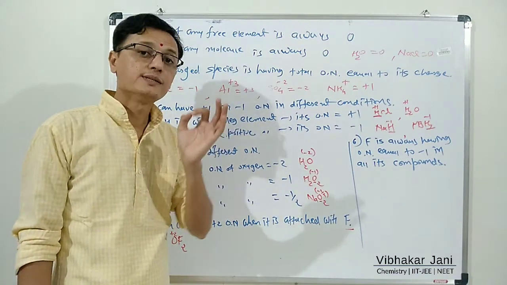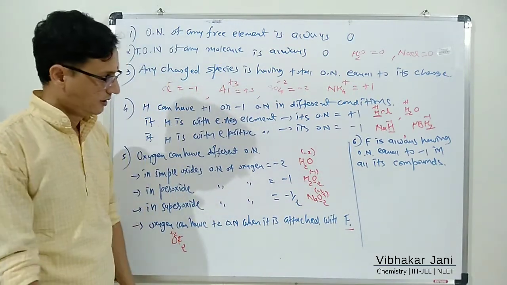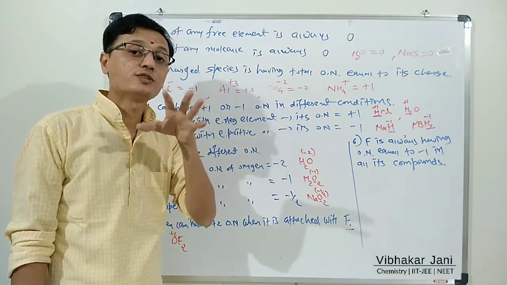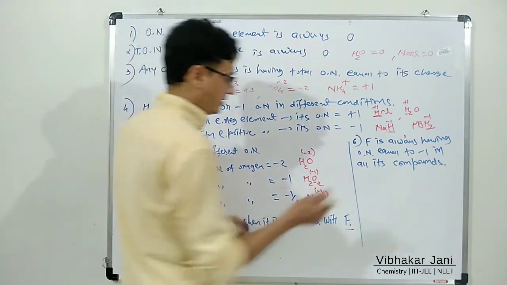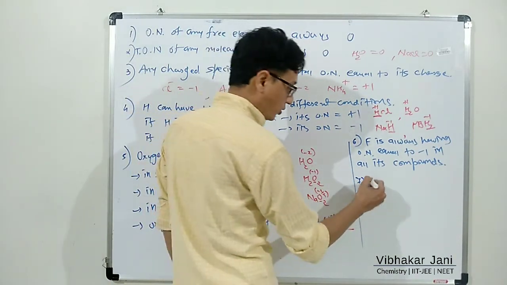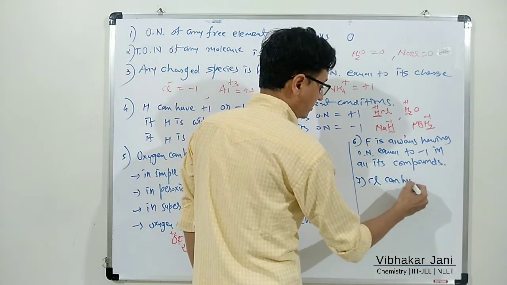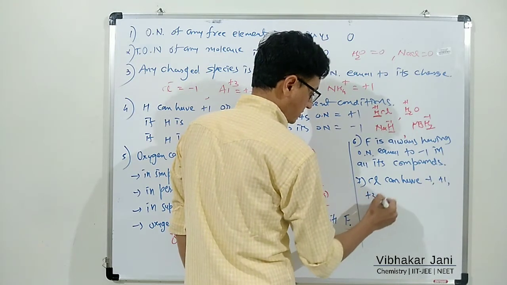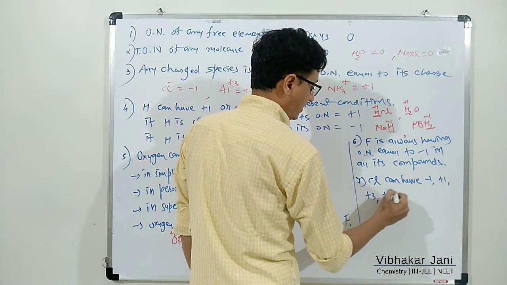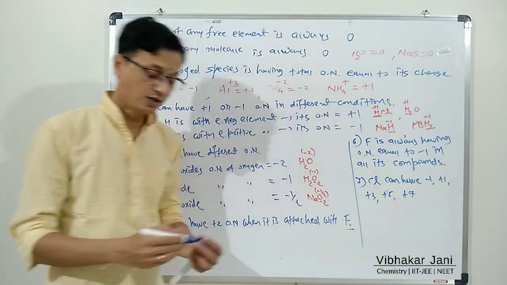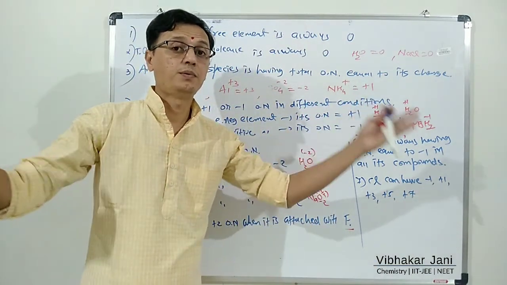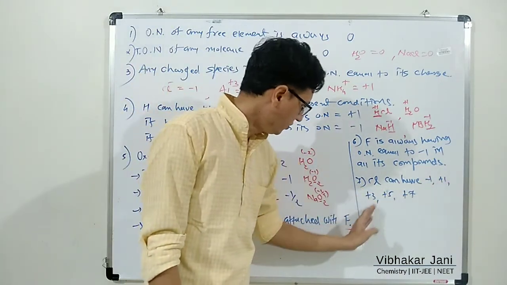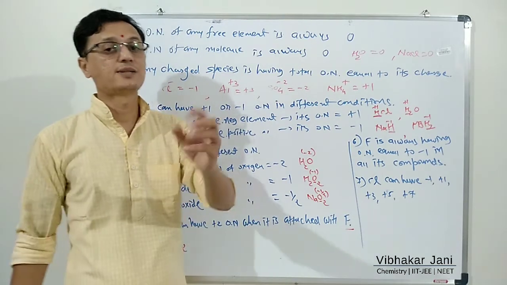Chlorine is always in -1 oxidation state. And the last rule for today, this is not the last rule, this is last rule for today only. The last rule is chlorine can have -1, +1, +3, +5 and +7 oxidation number in its different compounds. The same element can have a variety of oxidation states in its compounds.